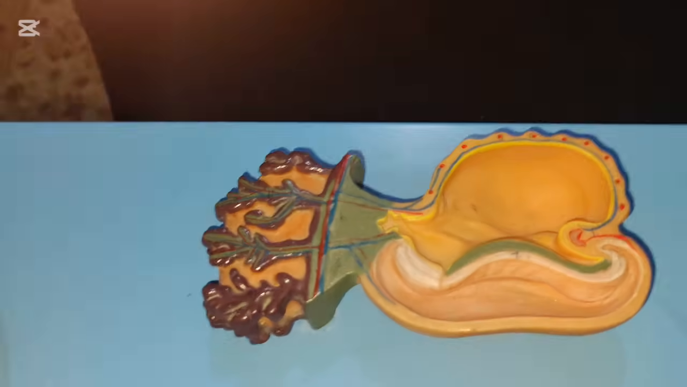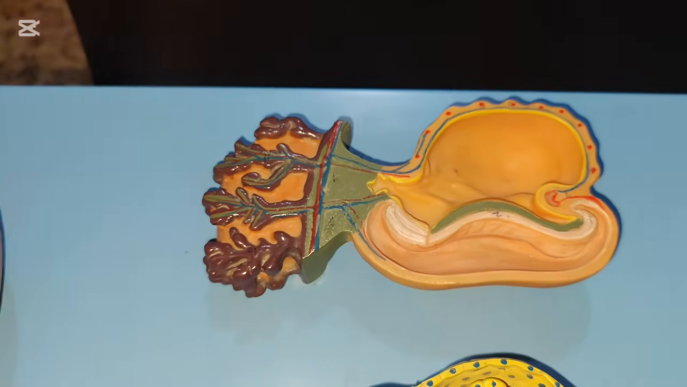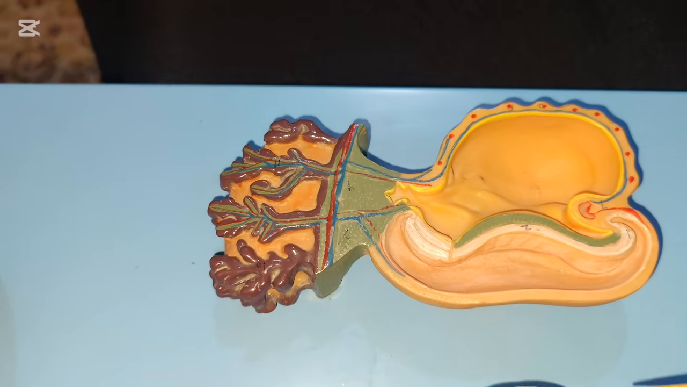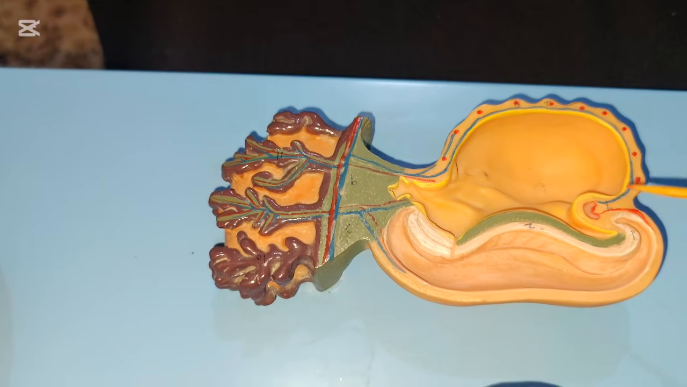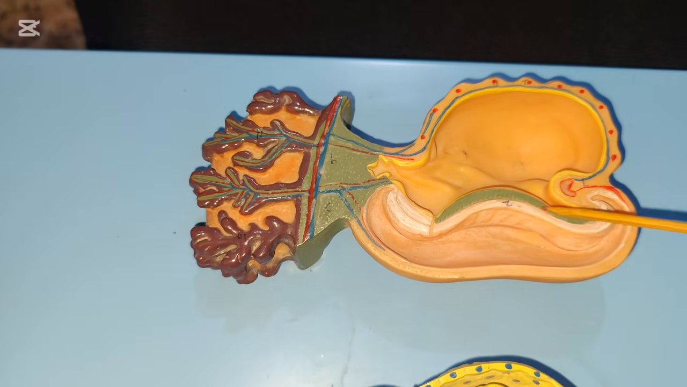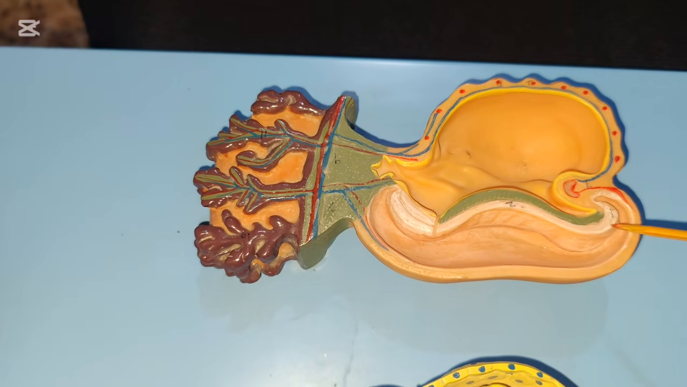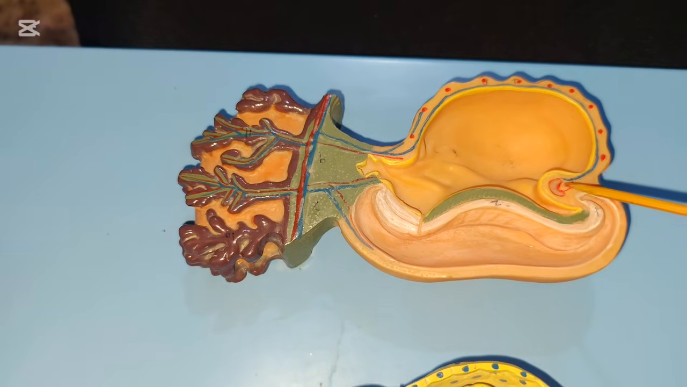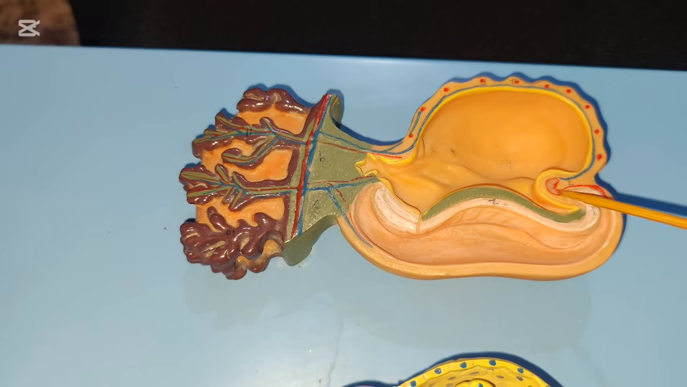Next to this stage, here you can see in this model, the process of gastrulation has taken place, and here you can see the folding of the embryo along with the neural fold which is forming the neural tube. This is the amniotic cavity which is present over here. This area is the cardiogenic area.